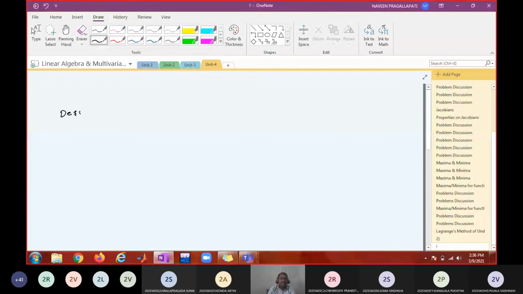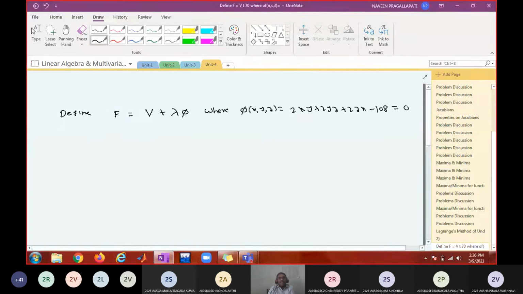So define f equal to, now what is the objective function? Objective function is V plus lambda into phi, where phi of xyz is equal to 2xy plus 2yz plus 2zx minus 108 equal to 0. Okay, take all the things to the left hand side. So this implies that f is xyz plus lambda times 2xy plus 2yz plus 2zx minus 108.